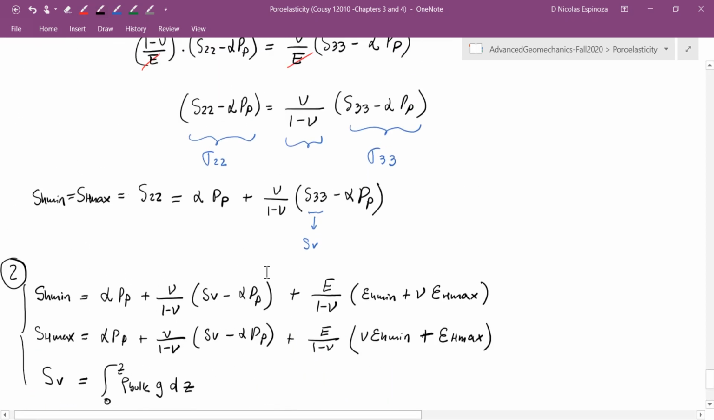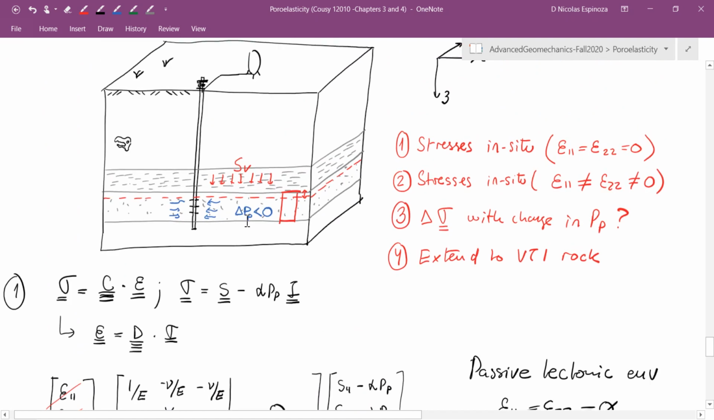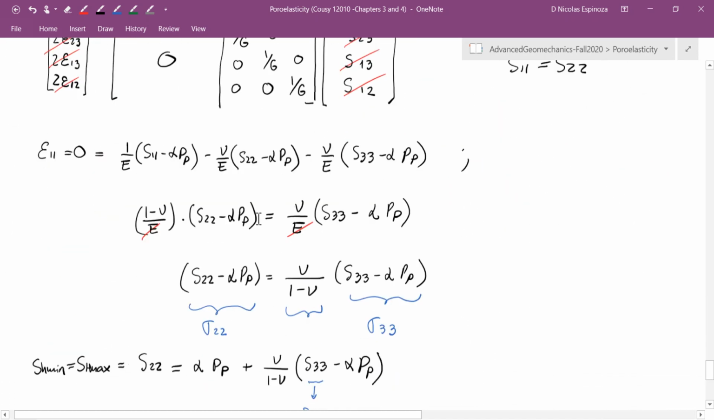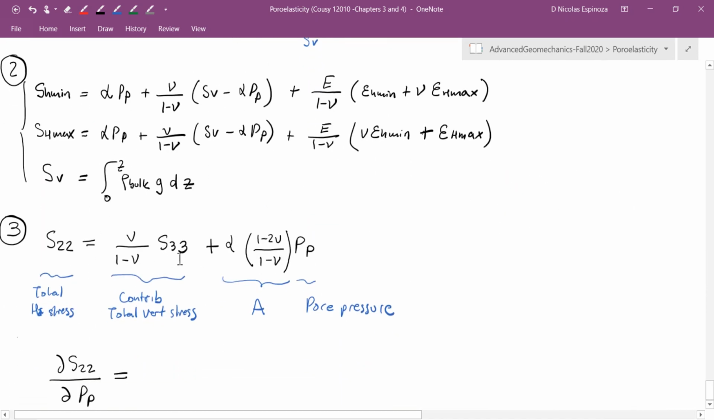So let's come back to our plot. It doesn't matter if I change the pore pressure here, still the weight of the rock on top is going to be the same. So S33 is not going to be a function of pore pressure, and the Poisson ratio also, we're assuming those constant material parameters, that's not going to be a function of pore pressure. So the only thing which is actually a function of pore pressure in here is this, and the derivative of that is this parameter that we have called A.